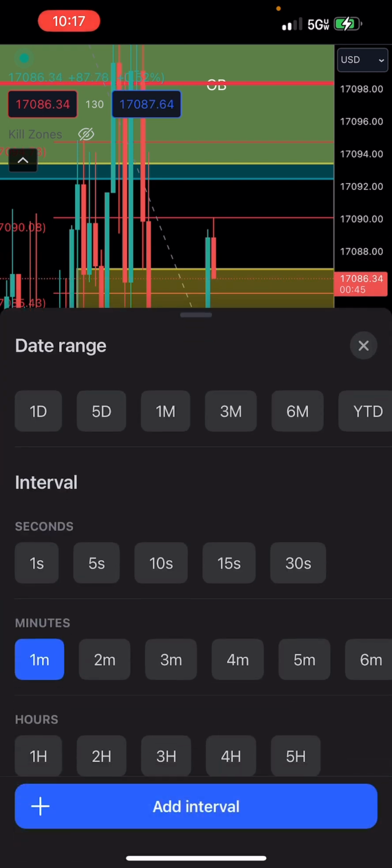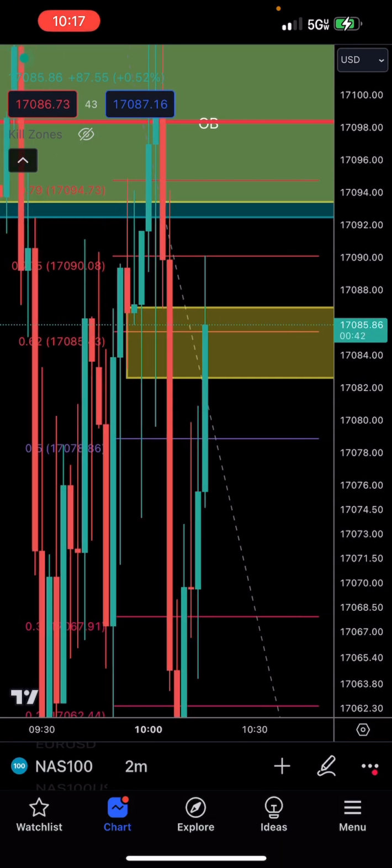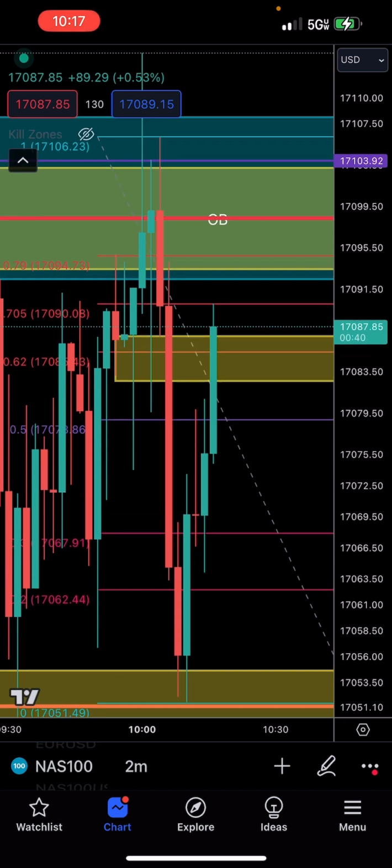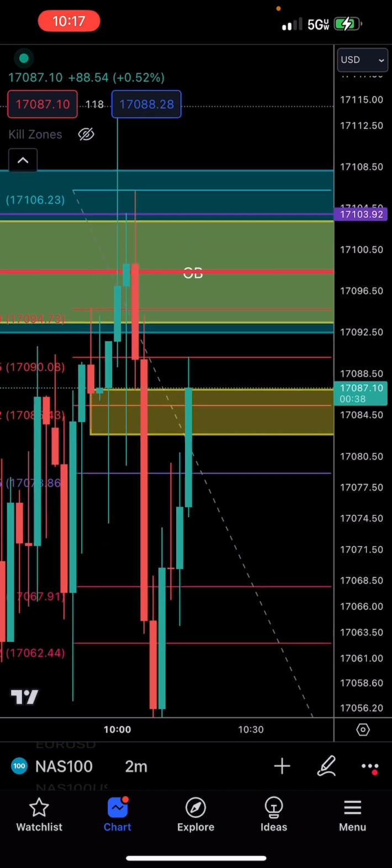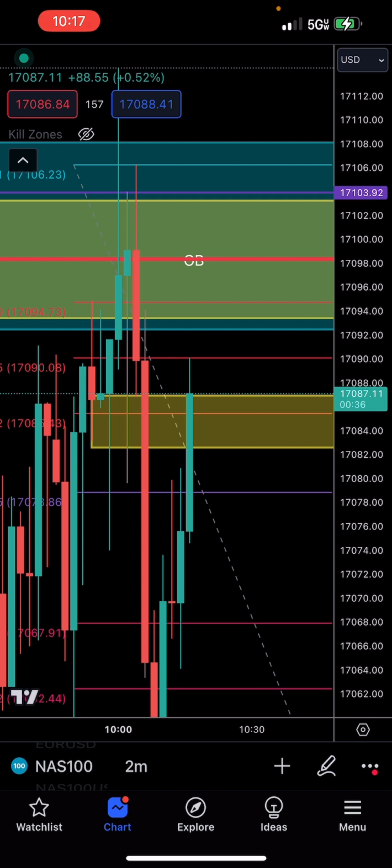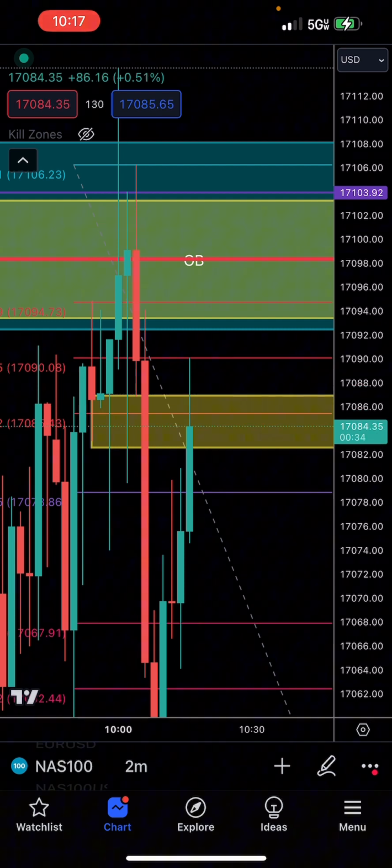Let's see, maybe it looks a little different on the 2 minute. Let's check our other time frames. Okay, yeah, there is another one on the 2 minute. If it closed above on the 2 minute as well, then I know it's just not meant to be.